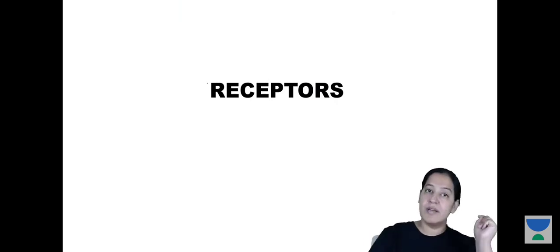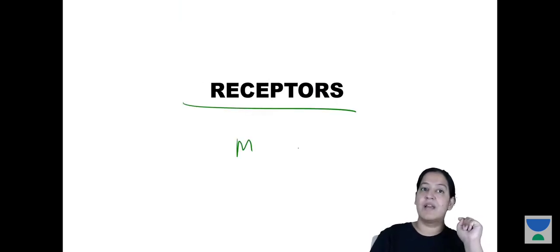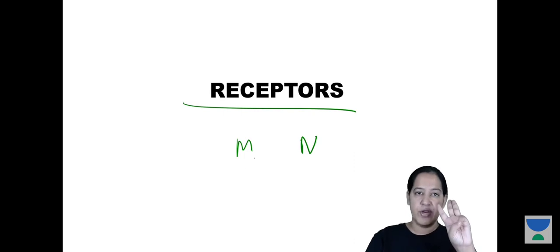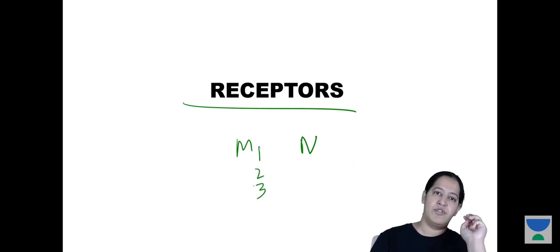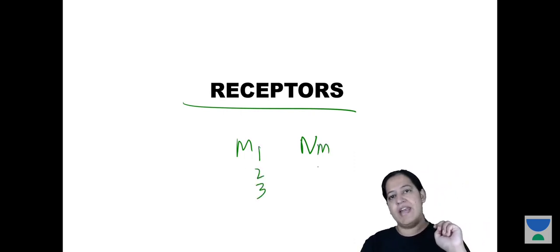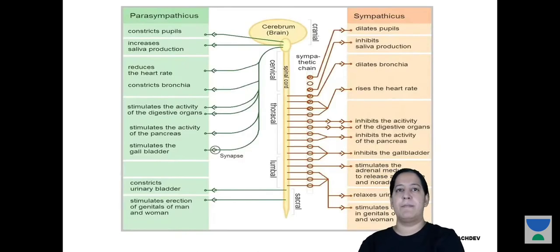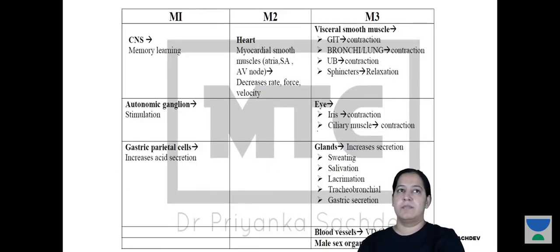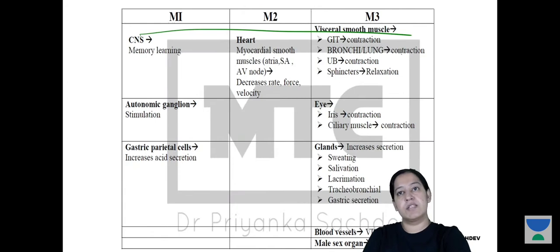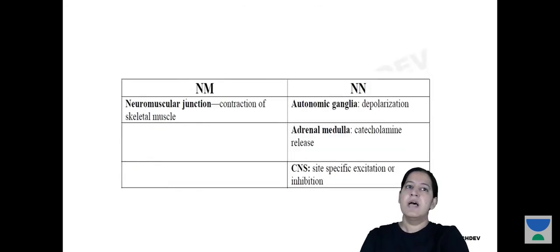So in the cholinergic system, the receptors were muscarinic and nicotinic. There are 3 muscarinic: M1, M2, and M3, and 2 nicotinic, NM and NN. So in total, 5 receptors are there in the cholinergic system. M1, M2, M3, you already know. This was our master chart for the last 2 chapters. This is NM and NN.